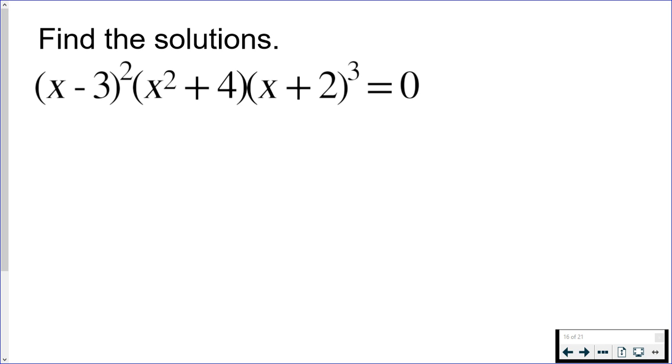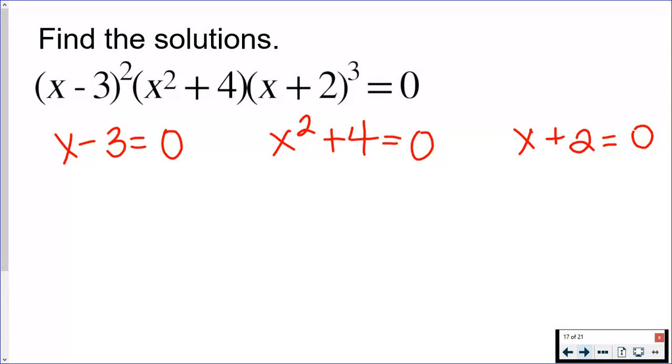This is going to be a pretty quick problem where I find the solutions of this equation in front of me. The reason it's going to be pretty quick is because it's already factored for me. Once it's in factored form, you just set each factor equal to 0. You're only allowed to do that if it equals 0, by the way. So because this is equal to 0, I set each of them equal to 0 and I solve for x.